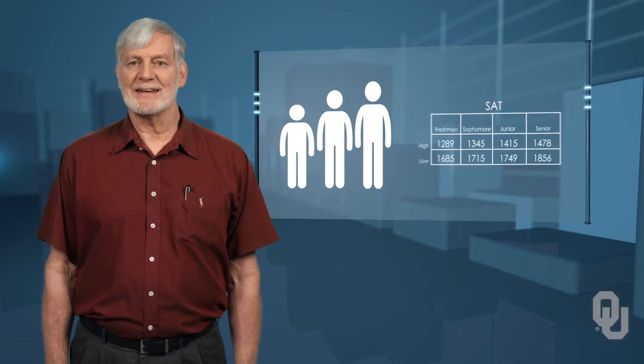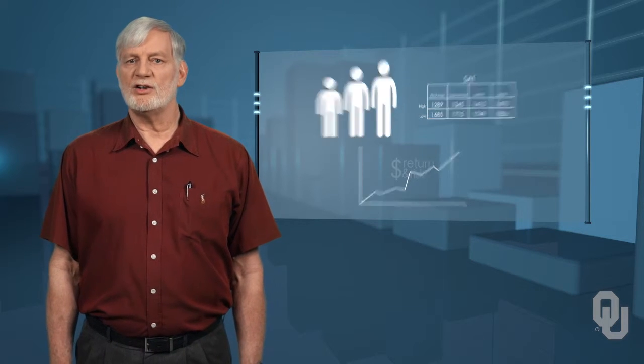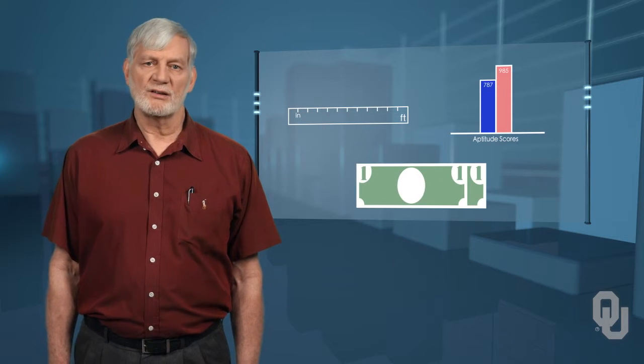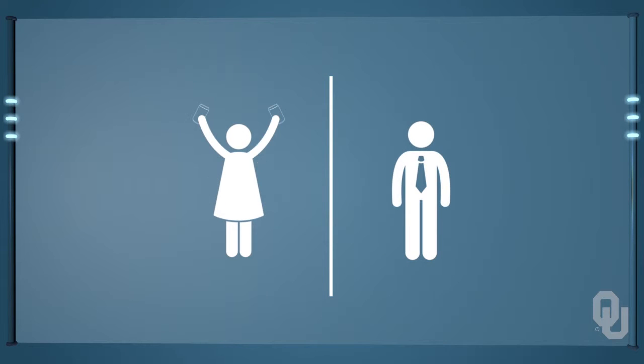Often, we will want to be able to compare two different groups on some basis, perhaps height, perhaps SAT scores, or perhaps the rates of return and risk. These examples are all for continuous random variables: feet and inches, aptitude scores, dollars. There are also cases where we want to know if the proportion of some variable, a binary random variable, is different across groups. Is it true that women prefer Dr. Pepper to a greater extent than men?